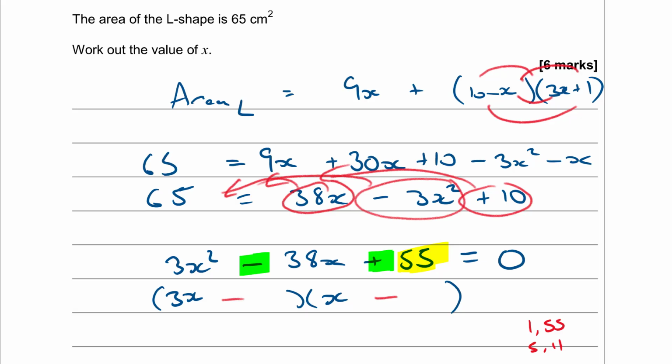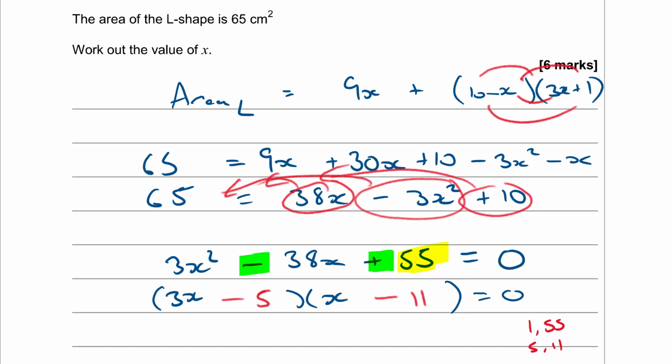So let's just try those numbers in. If I put the 11 in here and the 5 in here, then 3 times 11 would be 33, plus your 5 would give you minus 38, wouldn't it? So that does actually work. Happy days. I don't have to do the formula.